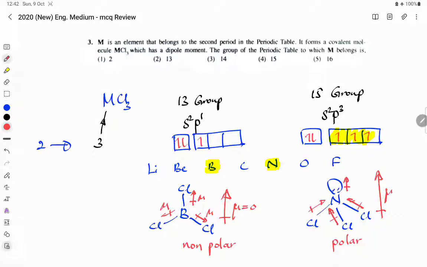So since they say the MCl3 has a dipole moment, our compound is this one. Therefore the element M belongs to the 15th group. The answer is the 4th one.